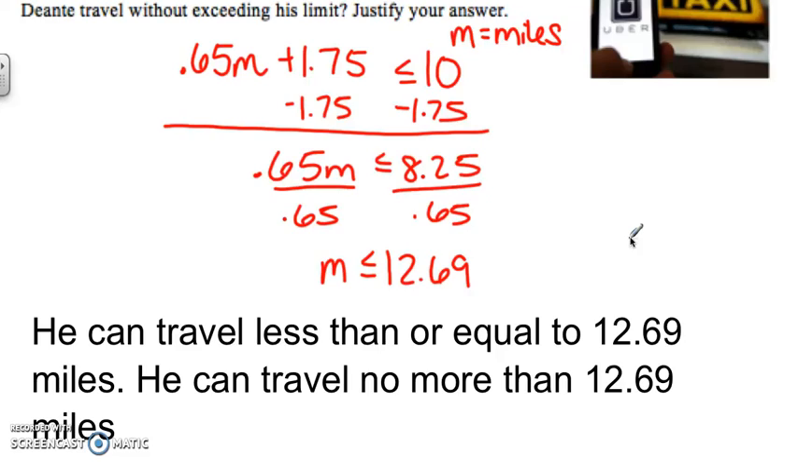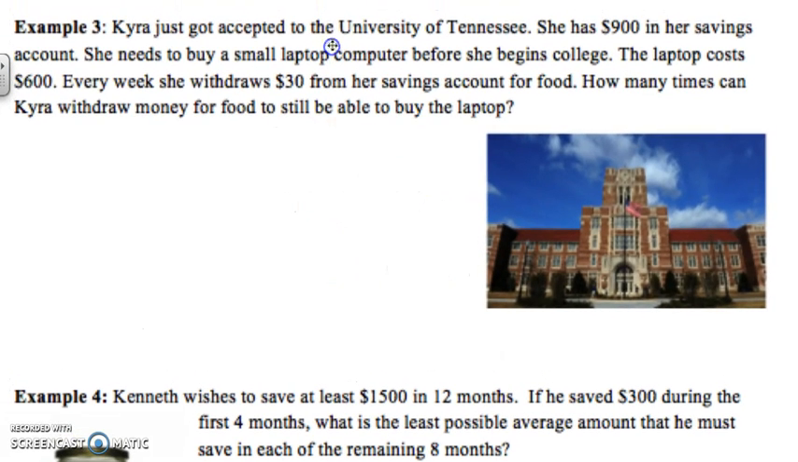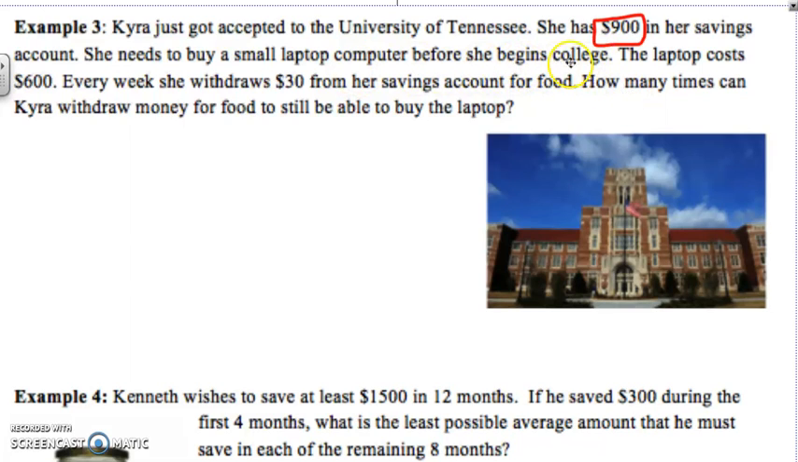All right, next page. Kyra just got accepted at the University of Tennessee. Go Vols. She has $900 in her savings account. She has to buy a small laptop before she begins college. The laptop is costing $600. So every week, keyword, withdrawals of 30. So I'm going to be subtracting 30 from her account for food. How many times can she withdraw money for food?